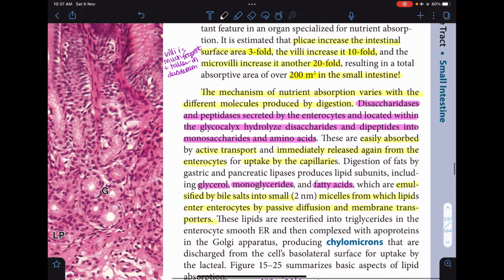The mechanism of nutrient absorption varies with the different molecules produced by digestion, so each molecule has its own way of absorption. مثلا disaccharidases and peptidases, which are secreted by the enterocytes and located within the glycocalyx, hydrolyze the disaccharides and dipeptides into monosaccharides and amino acids. So disaccharides and dipeptides بصير فيهم hydrolysis by the disaccharidases and peptidases. بصير في عنا monosaccharides and amino acids عشان يصير في عنا an easier absorption which happens by active transport, and then بيصير في عنا an immediate release again من الانتروسايت عشان يصير في عنا uptake by the capillaries عشان يصير في عنا absorption من البودي.